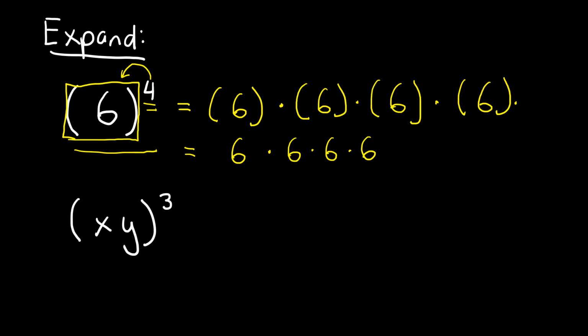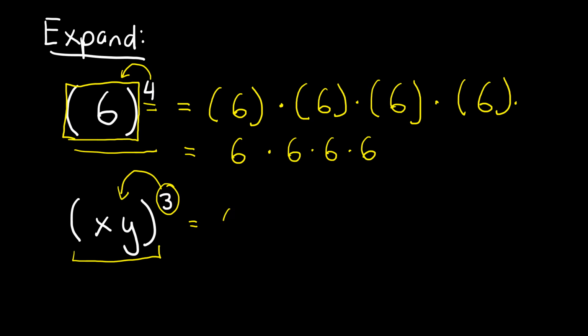Now, let's move on to our second example here. Open bracket xy close bracket to the power of 3. What is the base? The base is everything inside of this bracket. And the exponent here affects everything inside this bracket. To expand this, we basically multiply whatever is in the bracket 3 times.